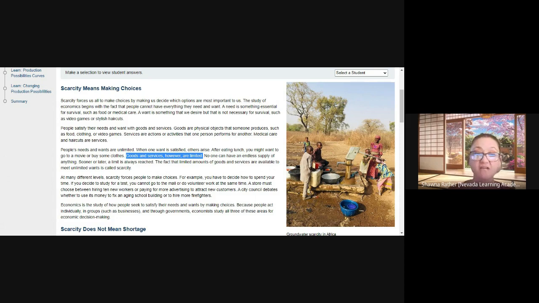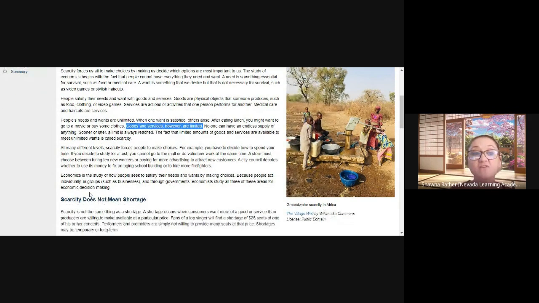At many different levels, scarcity forces people to make choices. For example, you have to decide how to spend your time. If you decide to study for a test, you cannot go to the mall or do volunteer work at the same time. A store might have to choose between hiring 10 new workers or paying for more advertising to attract new customers. A city council debates using its money to fix a school or to hire more firefighters. Economics is a study of how people seek to satisfy their needs and wants by making choices. Because people act individually, as groups, like as businesses, or through governments, economists study all 3 of these areas for economic decision making.